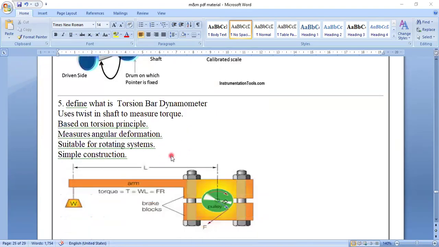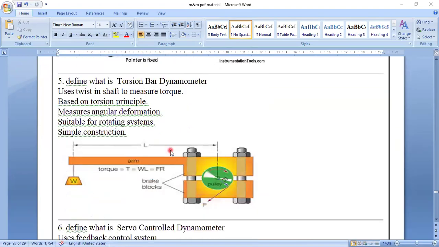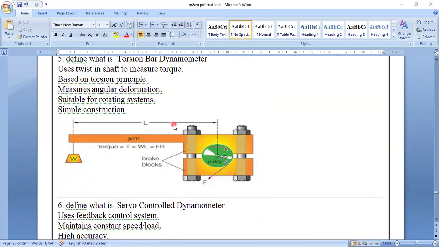So next question, torsion bar dynamometer. Generally the torsion bar dynamometer is a bar type. So here you can see it uses a twist in a shaft to measure the torque. The twisting of the shaft is done to measure the torque. It is based on the torsion principle. It also measures angular deformation. Some angular deformation is made here. How much angle, that is read. Suitable for rotating systems only.